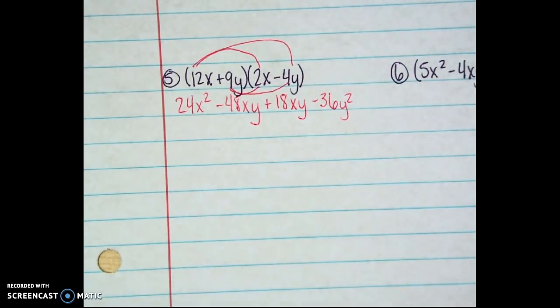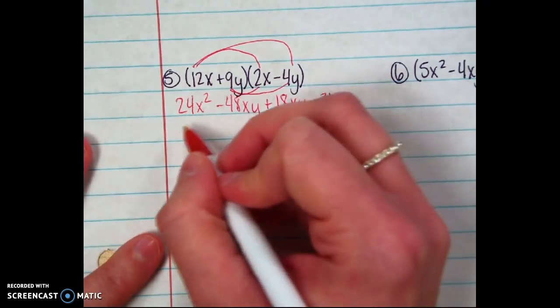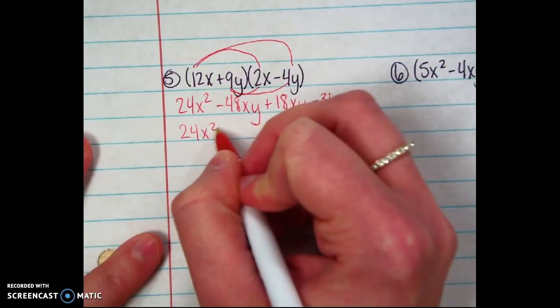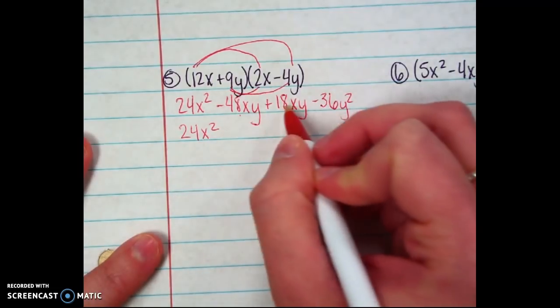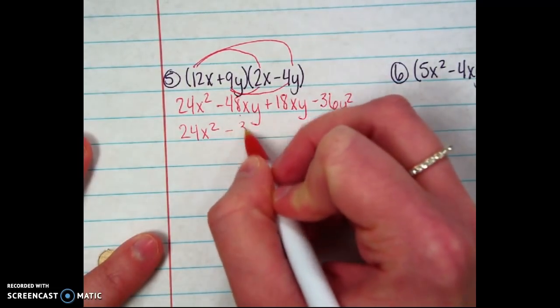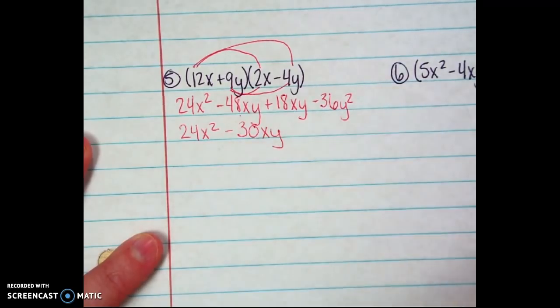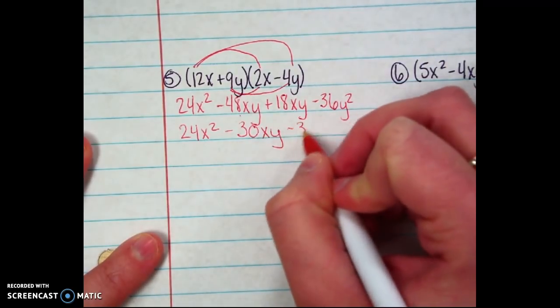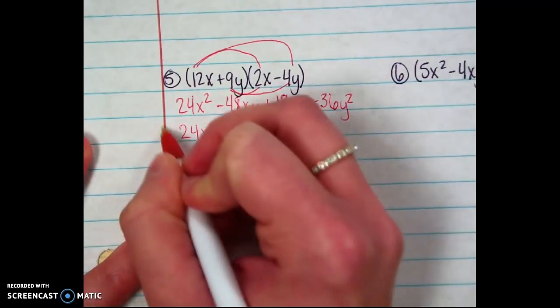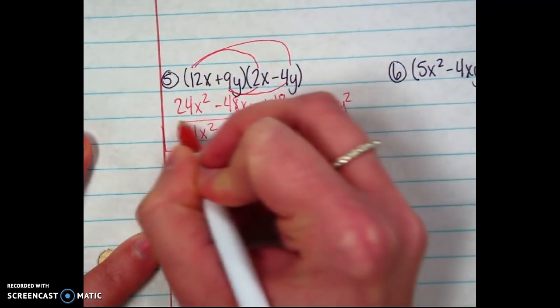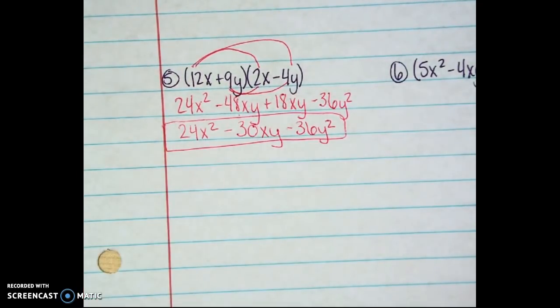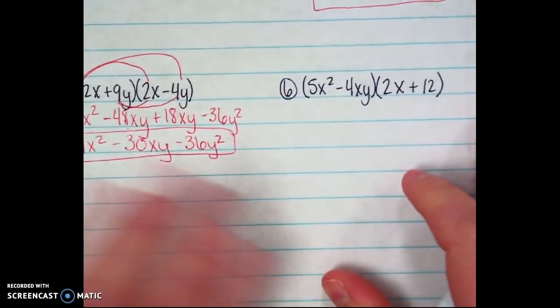Okay, I need to clean this up a little bit. I need to combine like terms in the middle. So 24x squared, negative 48 plus 18 is a negative 30xy, and then minus 36y squared. And this one is in standard form, so I don't need to move anything around. Okay, I have one more to do.